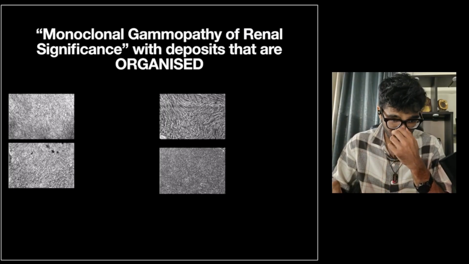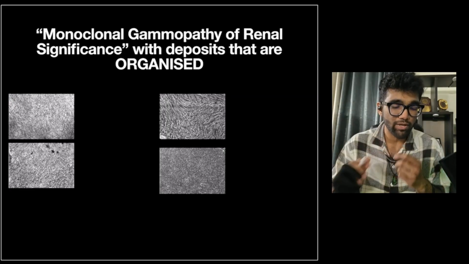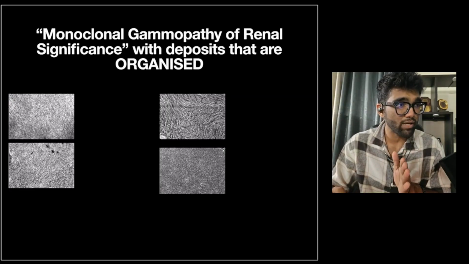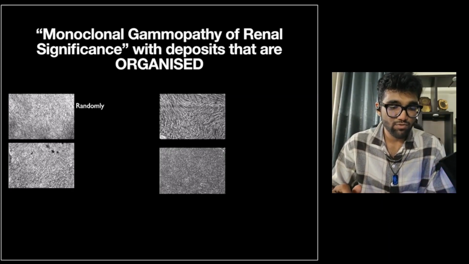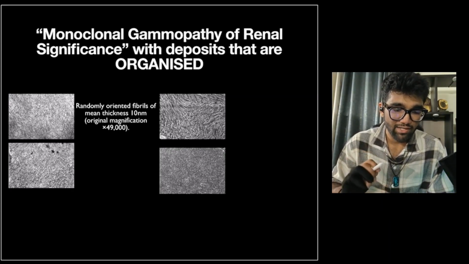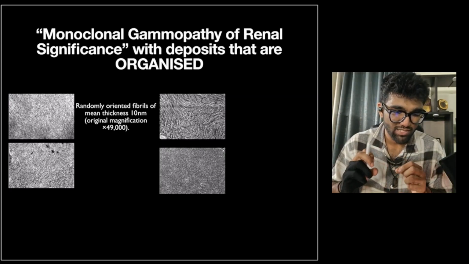Okay. Now coming to monoclonal gammopathy of renal significance with immunoglobulin deposits that are organized. These are four photomicrographs of electron microscopy that I have shown. As you can see in the first one, there are some randomly oriented fibrils. They are so small that it just looks amorphous.